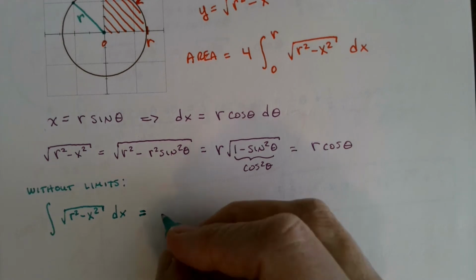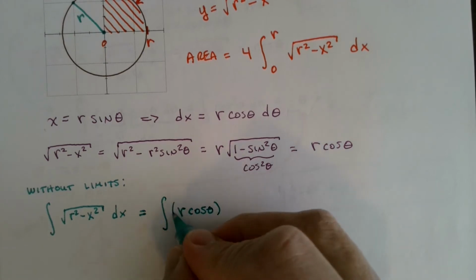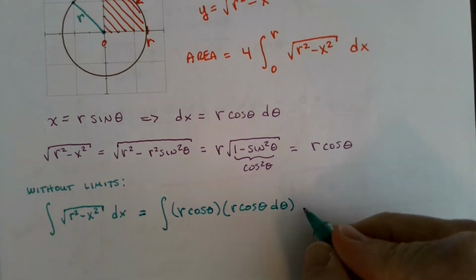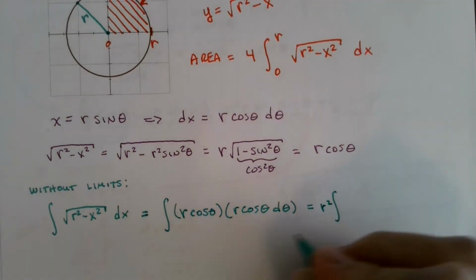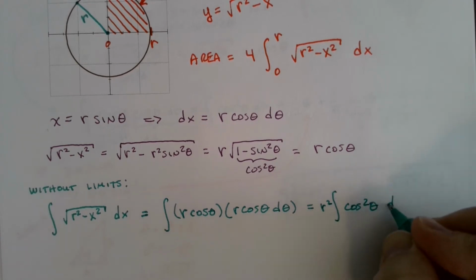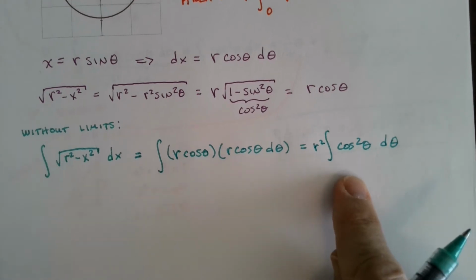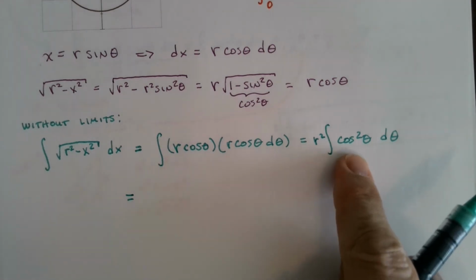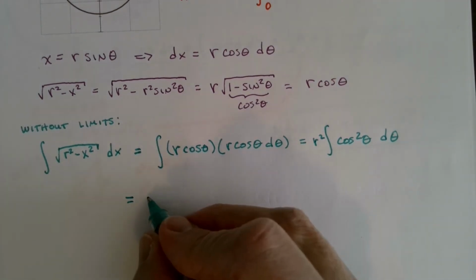Of course, that's r cosine theta for the square root of r squared minus x squared. And dx is r cosine theta d theta. Now remember, r is a constant. r times r is r squared. We can pull that out. And I'm just left with cosine squared theta d theta, which we've dealt with this integral two previous times already. And so, you might want to look back at that in the previous videos. We did this. You can get it from the table of integrals. And of course, when we were doing trig integrals, you actually hopefully derived this just like I derived the integral of sine squared theta.